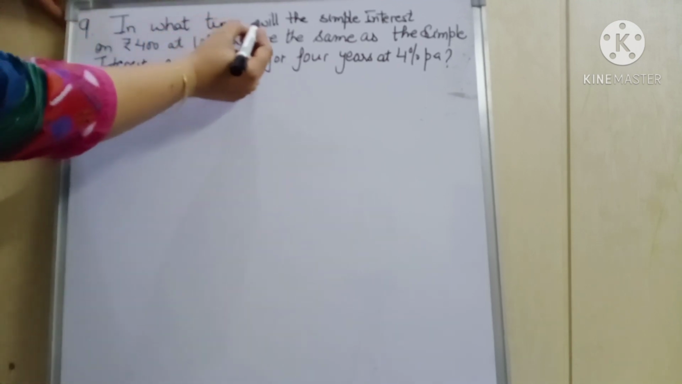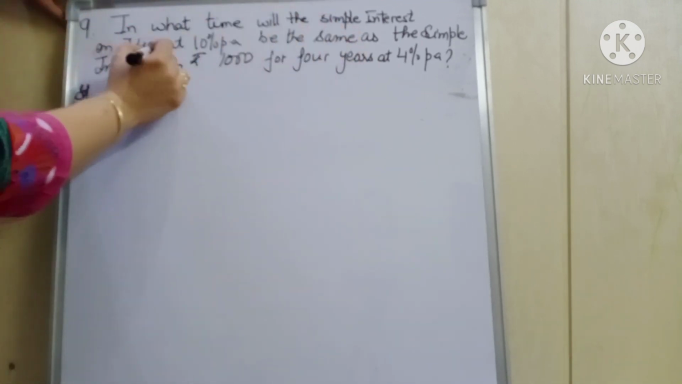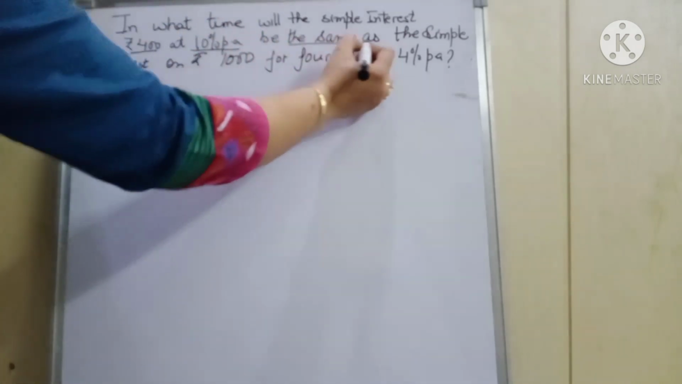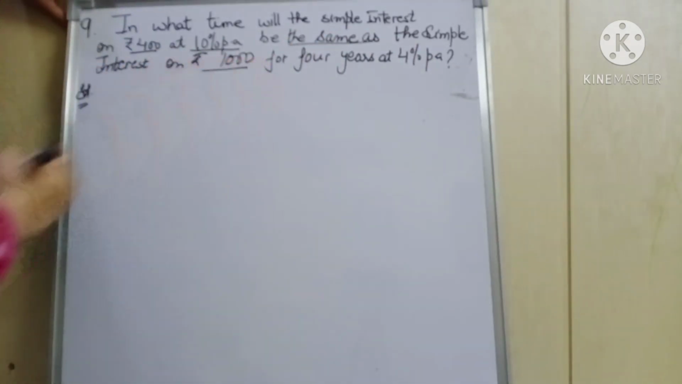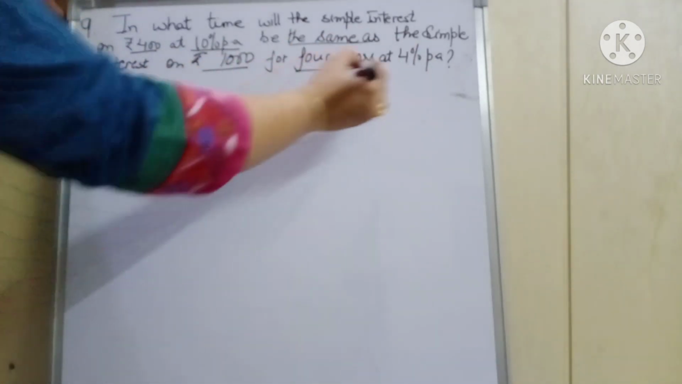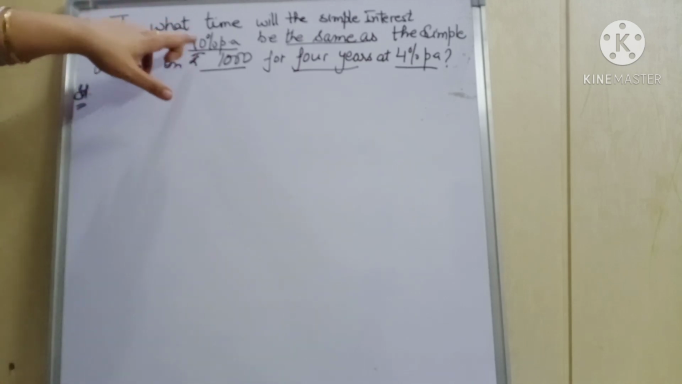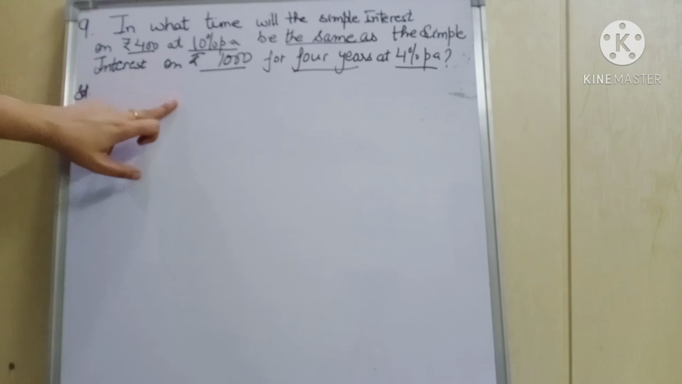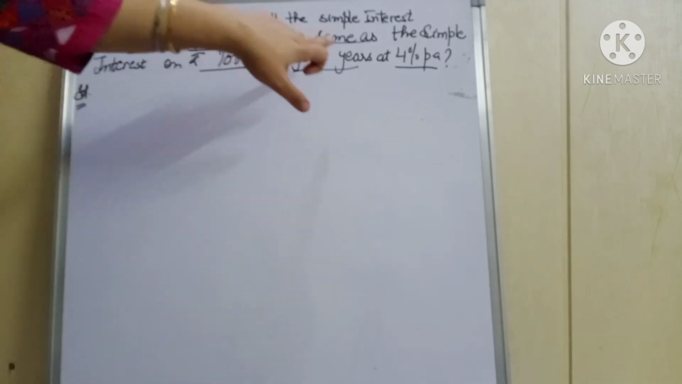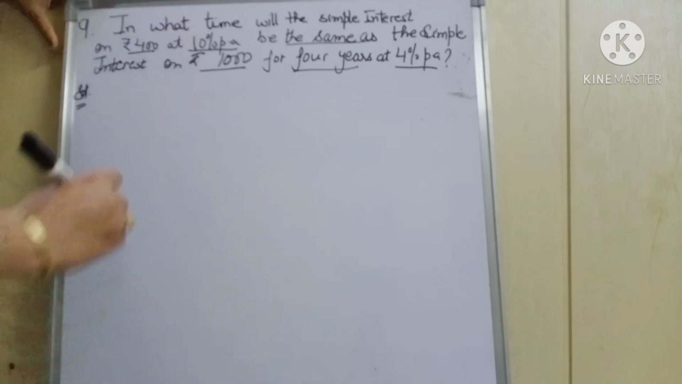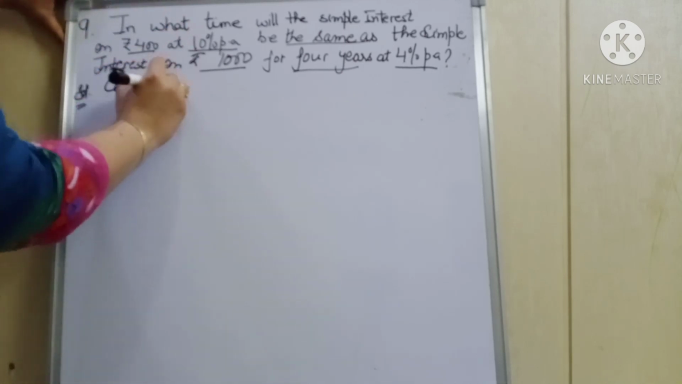Let us start sum number 9. In what time will the simple interest on rupees 400 at 10% be the same as the simple interest on rupees 1000 for 4 years at 4%? Here two different cases are given. In one, only principal and rate of interest are given and time we have to find. In the other case, they have given principal, time period as well as the rate of interest. They are asking at what time both interests are the same. Let us solve the sum.